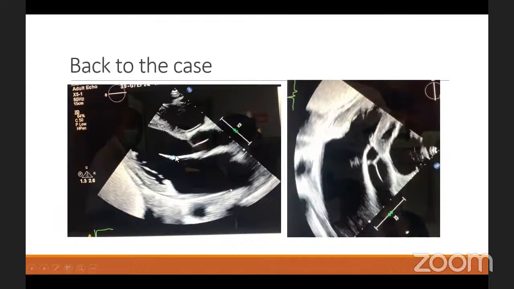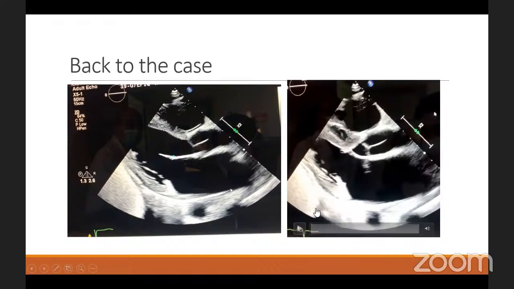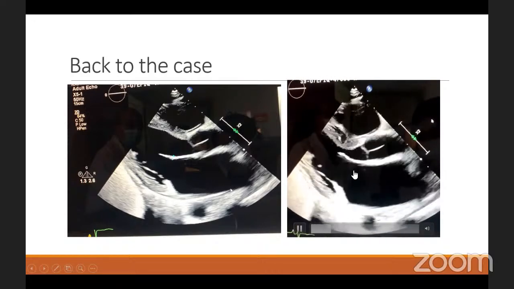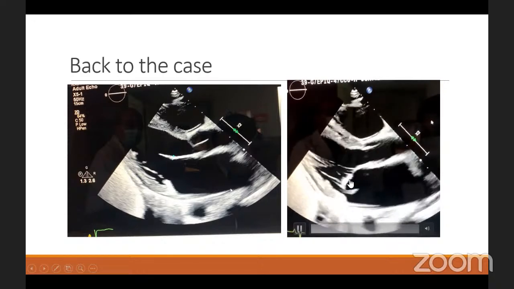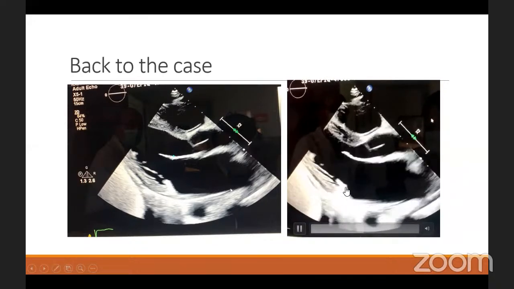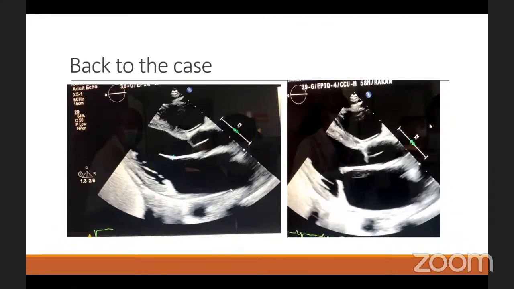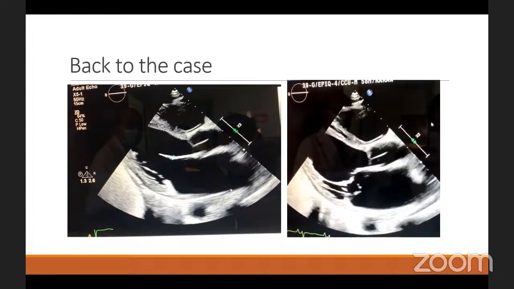So for the thickness, we can measure this. The normal is less than 5 millimeter. This looks like 0.4 millimeter. So we have a normal thickness of the valve. The mobility. Okay, so you can see the leaflet is freely mobile with drop of the posterior leaflet. This is the posterior leaflet. You can see the drop in the posterior leaflet into the LA, which causes an anterior jet.